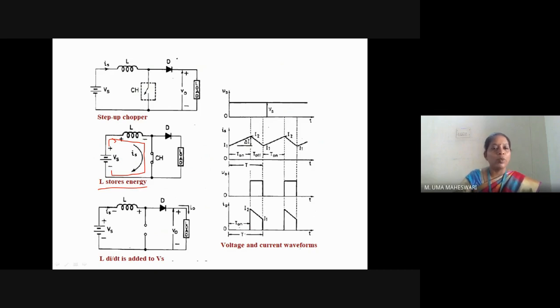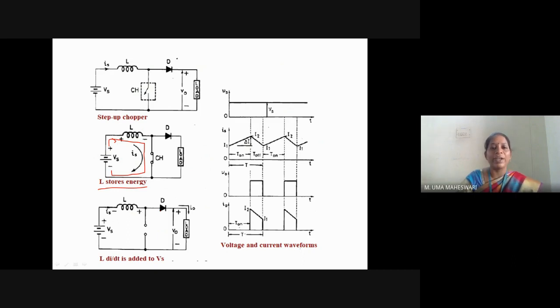The next mode of operation is mode 2, when the switch is turned off, that is, the gating pulse to the thyristor is removed, so it acts as an open circuit. Due to the sudden reversal of the switch condition, the polarity of the inductor reverses from mode 1 to mode 2. Here you can see the polarity of the inductor was positive here and negative here. When the switch moves to the off state instantaneously, the polarity of the inductor changes: positive towards the anode of the diode and negative connected to the supply.